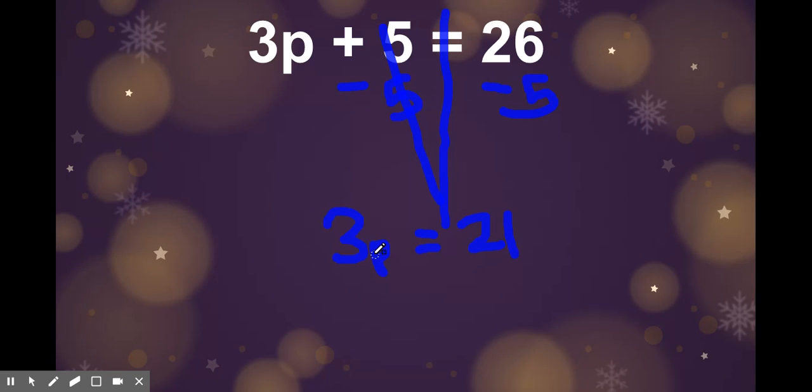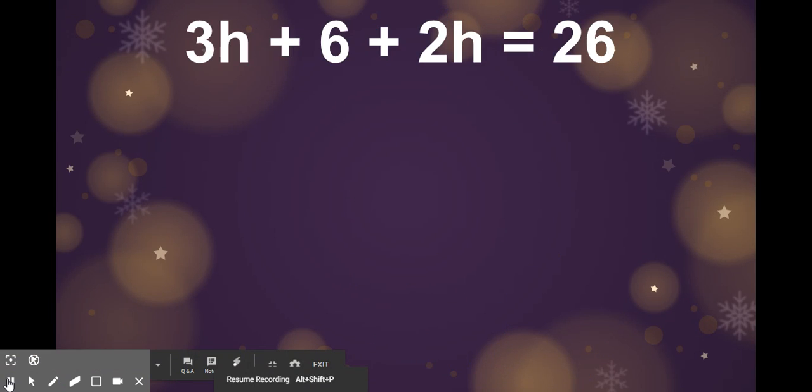My p is still not by itself. It's being multiplied by 3. So how do I undo multiplication? Well, I divide. So I divide by 3. I'm left with p on that side. If I divided my left side by 3, I need to divide my right side by 3. 21 divided by 3 is 7. P is equal to 7.